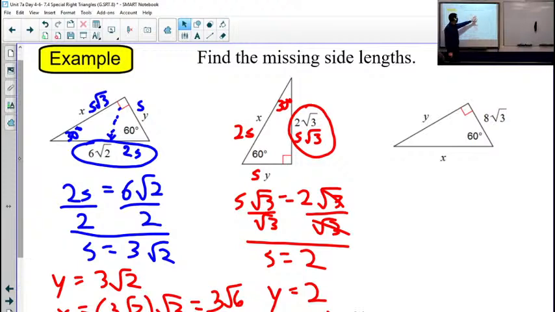I want to pause here for about 30 seconds. And I want you to try and label this one. Before I set up the equation and before I label it, I want to give you a chance to try and label it. Remember, the pattern should be S and then 2S and S square root of 3. So your job is to pick out which one goes where.